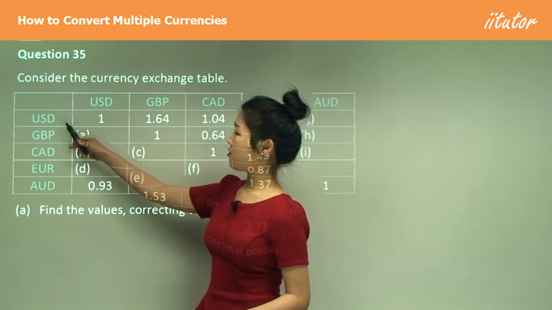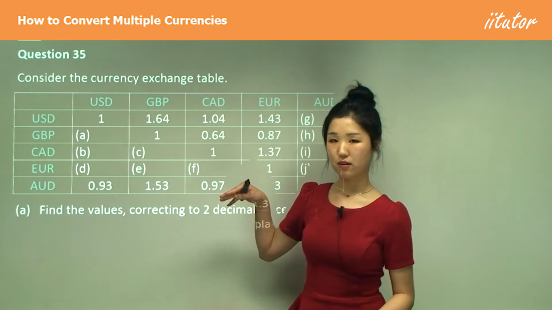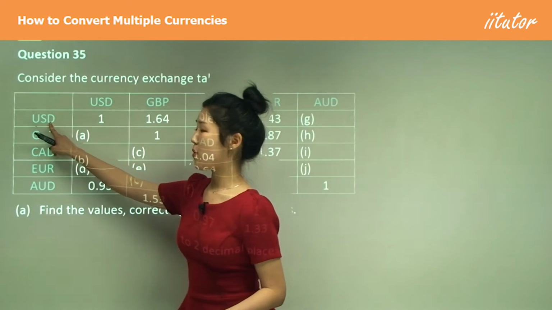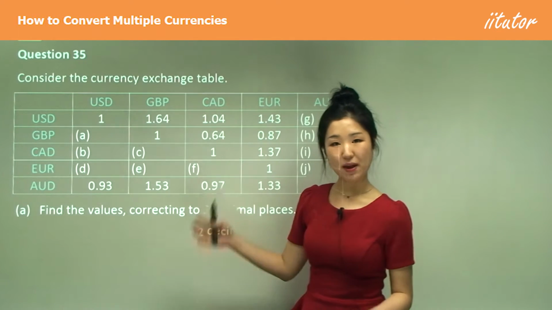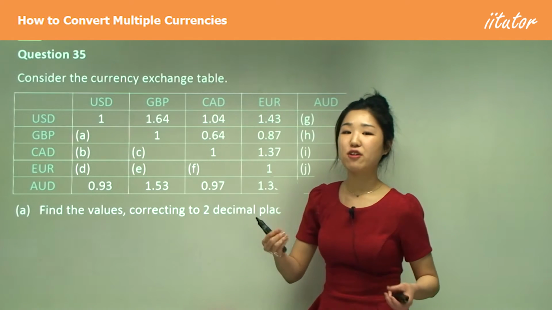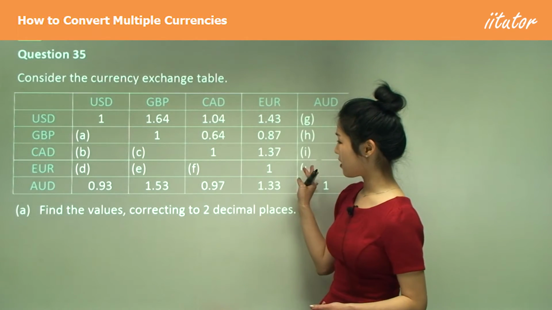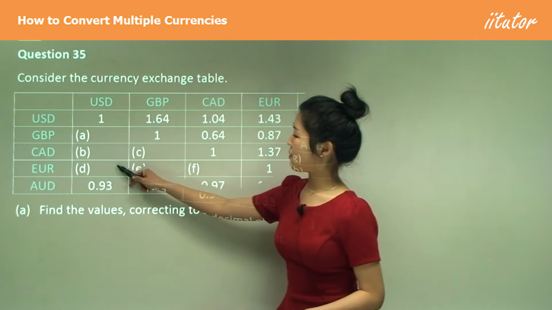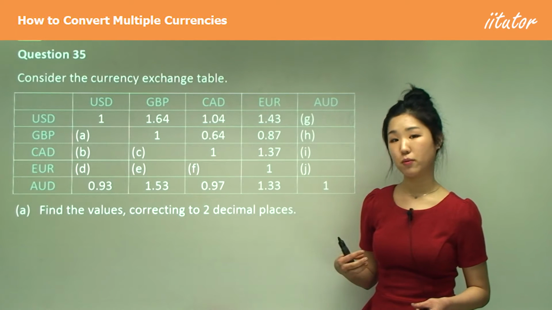Now, if I want to change USD to GBP, it's going to be $1.64. So 1 USD will be equivalent to 1.64 GBP. Okay. Now, as I said, you don't have to really know what all these are, as long as you know what this table indicates. Now you can see A, B, C, D, E, F, G, all the way to J. We don't have these values, so that's what we're going to find.